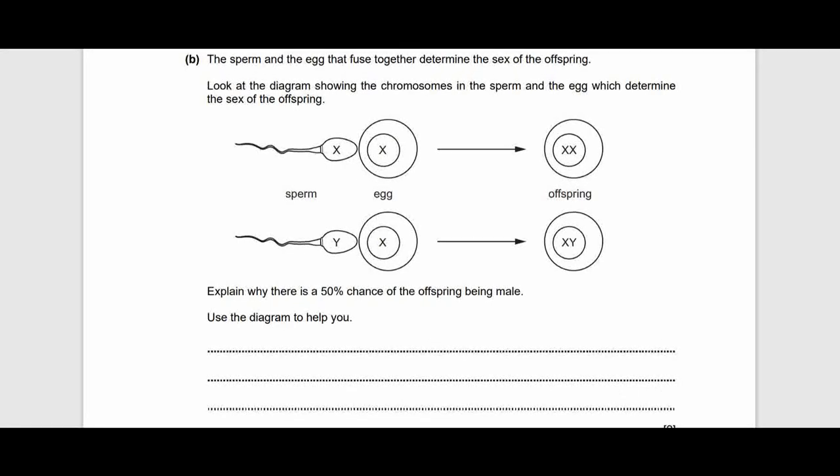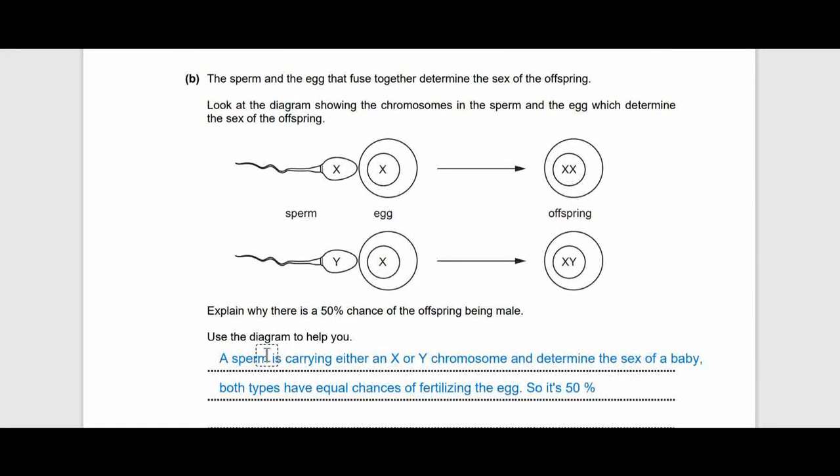Alright, let's open up the answer. Well, we see that a sperm is carrying either an X or Y chromosome, which determines the sex of the baby. Both types have equal chances of fertilizing the egg, so it's 50%.